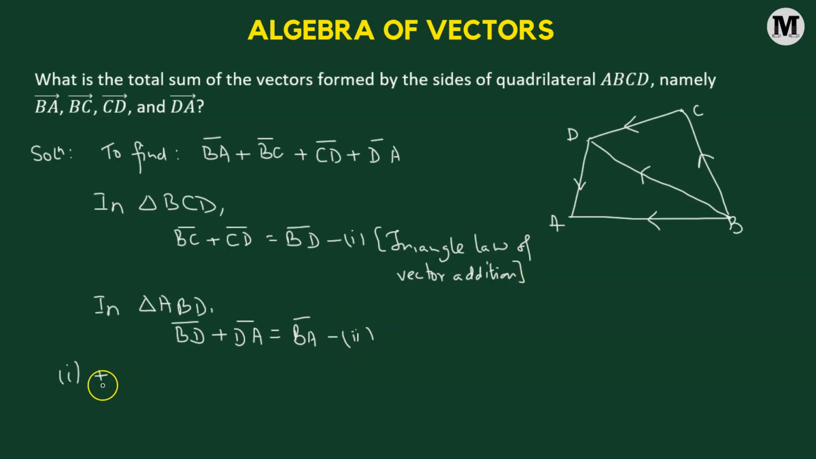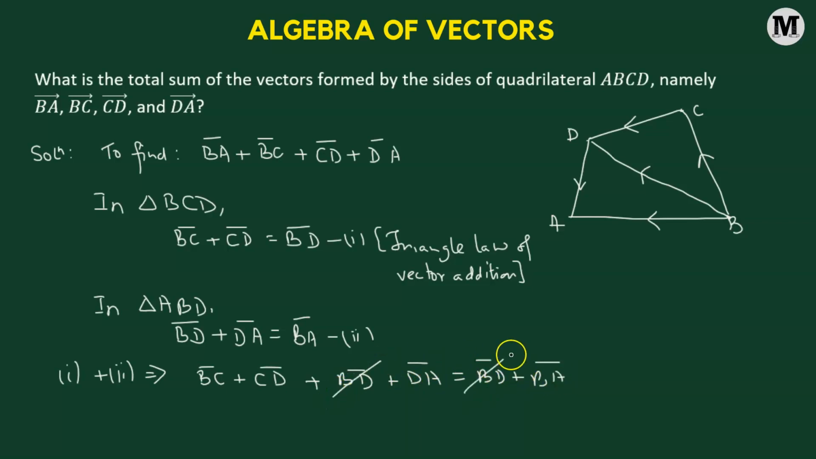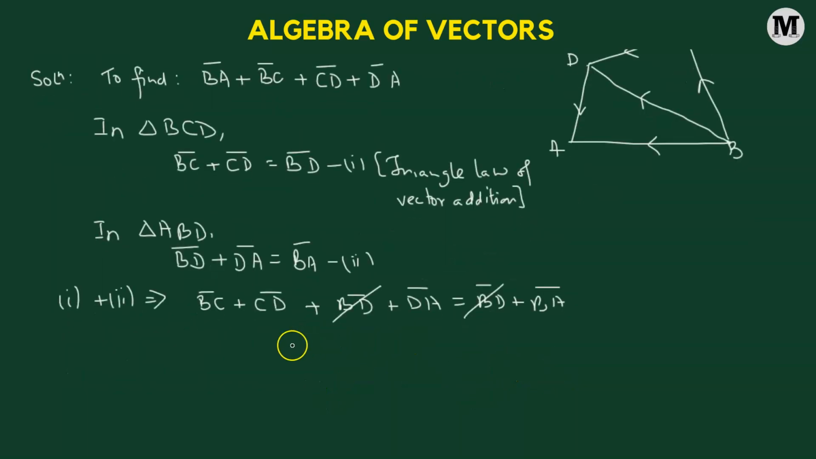Now we add 1 and 2. When we add 1 and 2, we have BC vector plus CD vector plus BD vector plus DA vector, that will be equal to BD vector plus BA vector. Now clearly we can cancel out BD vector from both sides. Now this is going to give us a relation. We have BC vector plus CD vector plus DA vector, that will be equal to BA vector. Let's call it number 3.